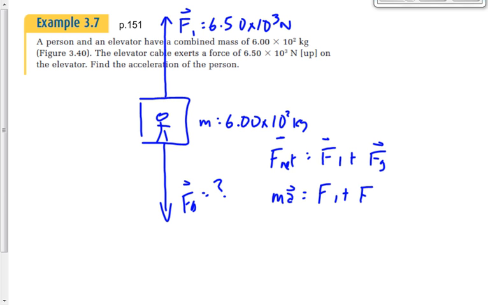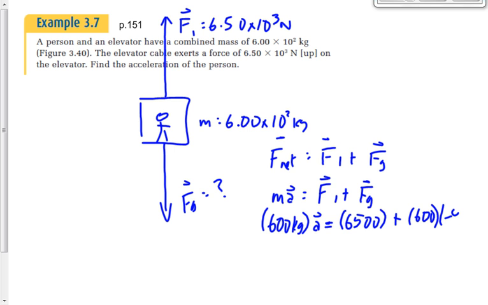F1 plus Fg again. The mass here this time is 600 kilograms. We're using the mass of the guy and the elevator because we're not trying to find the force of the floor pushing up on the person. We're trying to find the acceleration of the elevator itself. F1 is positive 6,500, 6.5 times 10 to the 3 newtons. And the force of gravity is 600 times negative 9.81, negative because it's downwards.